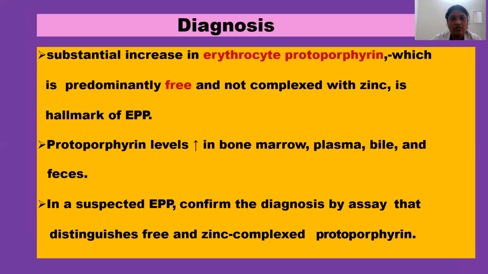So how do you diagnose this? A substantial increase in erythrocytic protoporphyrin, which is predominantly free and not complexed with zinc, is a hallmark of erythropoietic protoporphyria. And protoporphyrin levels will increase in bone marrow, plasma, bile, and feces. And in a suspected case, confirm the diagnosis by an assay that distinguishes the free from zinc complex protoporphyrin.